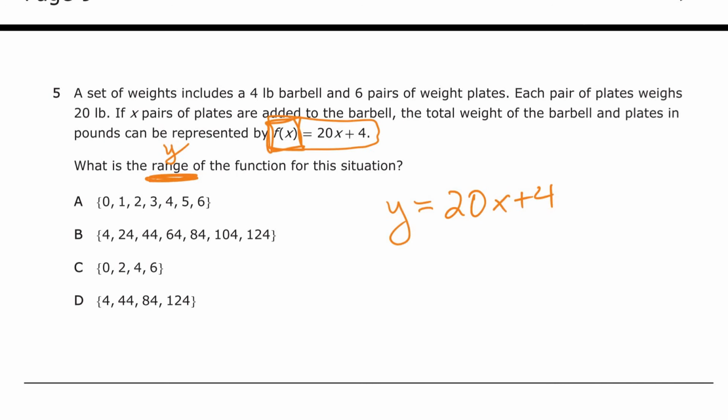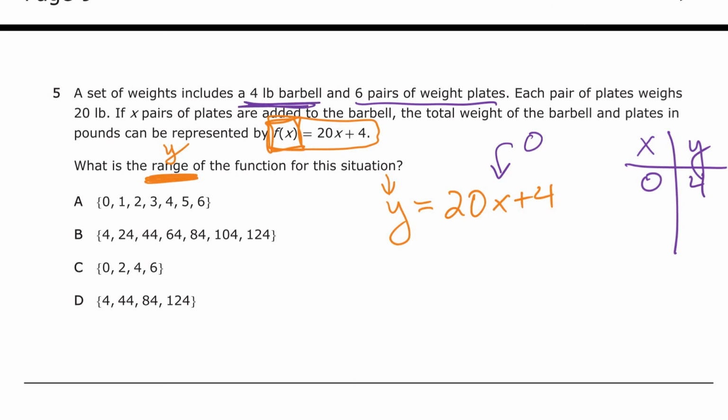We are asked to get what the y is, what the range is, the output. We're looking for this, so that means we're going to have to plug some numbers in for our x. What are the numbers we're going to plug in? Well, we have up to 6 pairs of plates. Could we put on 0 plates? Sure. So if we plug in a 0, 0 times 20 is 0 plus 4. So if I were, I'm going to make a table over here, if I were to put on 0 plates, the output would be 4, just the weight of the 4-pound barbell.